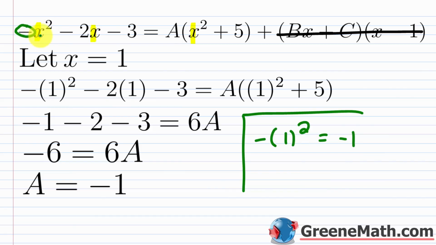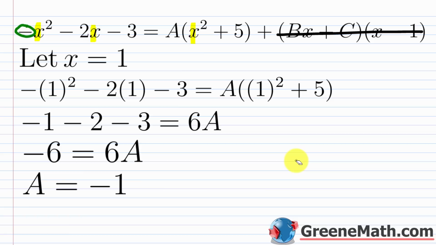That's going to keep you from making a sign mistake. So you just key it into your calculator that way. So this becomes the negative of 1 being squared, minus 2 times 1, minus 3, is equal to a times the quantity 1 squared plus 5. Just key this stuff into the calculator. You're going to get negative 6 on the left is equal to 6a on the right. Divide both sides by 6. You get a equals negative 1.